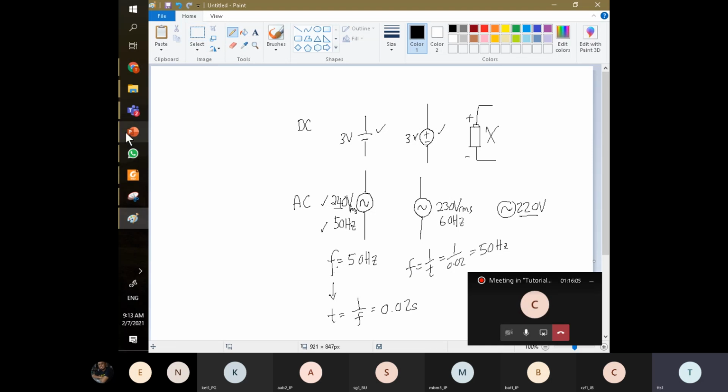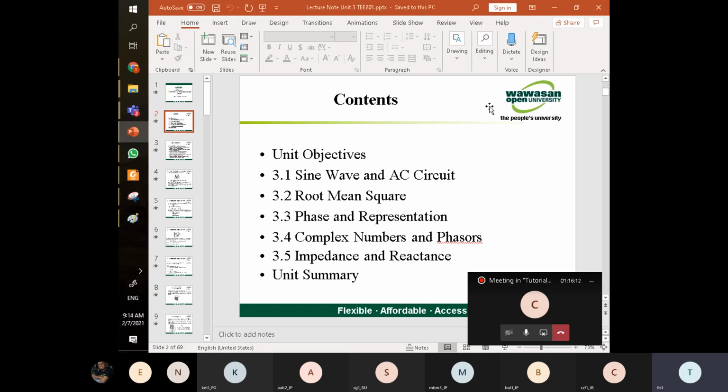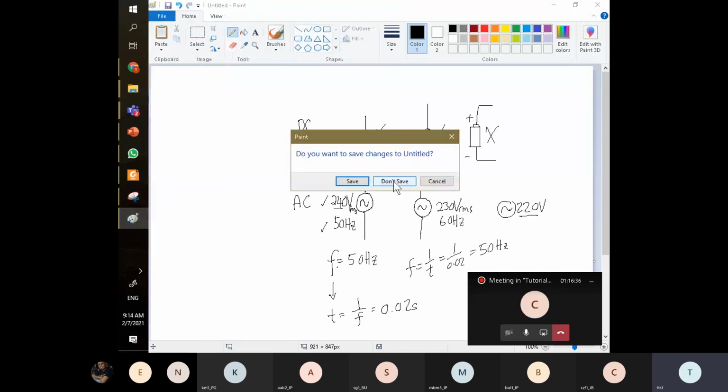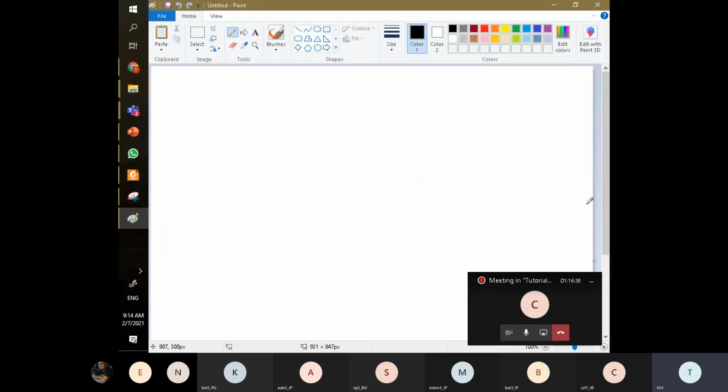Okay, this is something about the AC. For this unit 3, we look at AC. In Unit 1 and Unit 2, we looked at DC. So you need to see the difference here. The way they analyze things is really different. Why I think most students can't see the main difference between AC and DC.